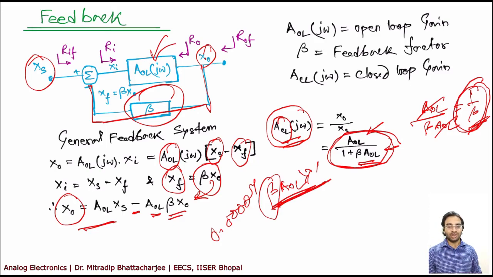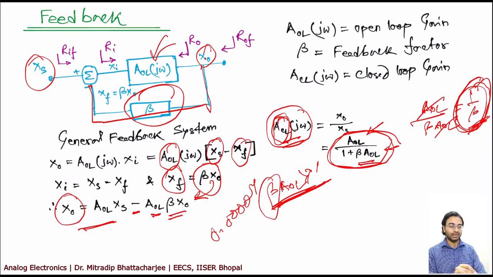This is not true, so you cannot write 1 by beta in that case. In any case, your ACL value you will find is less than your AOL value. Your closed loop gain is less than your open loop gain. In any case, if you consider this system, in this general case, now, what does that mean? What does this negative feedback mean?